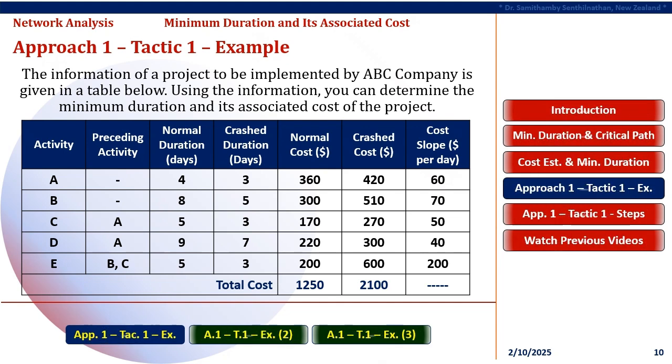Now, we move on to illustrate the method of applying Tactic 1 of Approach 1, with an example. The information of a project to be implemented by ABC Company is given in a table here. The activities are identified from A to E, and their preceding activities, normal and crashed durations, normal and crashed costs, and cost slopes are given in this table.